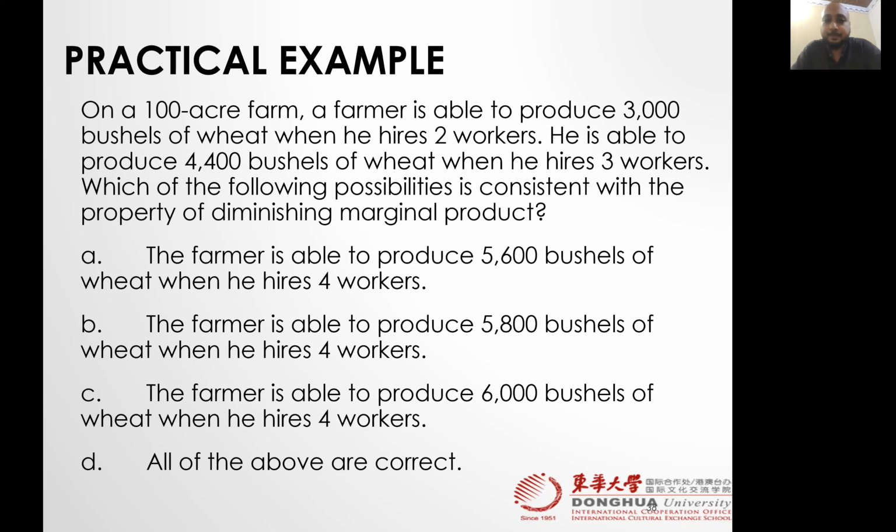Now this one is quite tricky. Those who are watching online, please pause the video and read the whole example and then try to guess the answer. And then we discuss what the solution is here. On a 100-acre farm, a farmer is able to produce 3,000 bushels of wheat when he hires 2 workers. So 2 workers, 3,000 bushels, and 3 workers, 4,400 bushels. So which one is the possibility of diminishing marginal product? What is the answer here?